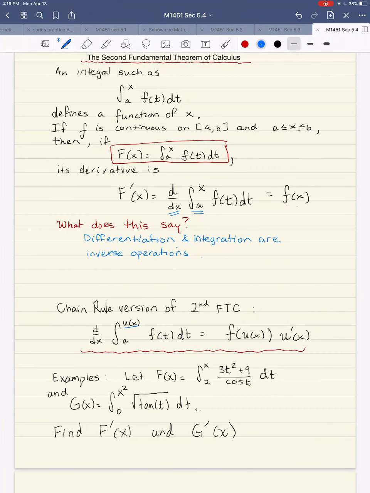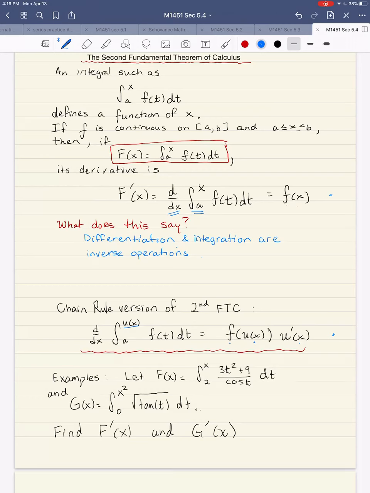There's a chain rule version of the second fundamental theorem of calculus. If the upper limit is something other than a single x, if it's a function of x, then you apply the chain rule. The derivative kills the integral and gives you the integrand as a function of the upper limit, and then the chain rule part, you take the derivative of the upper limit. In both of these second fundamental theorems of calculus, the upper limit must be the variable expression. If it's not, you change the order of integration and put a minus sign on it.